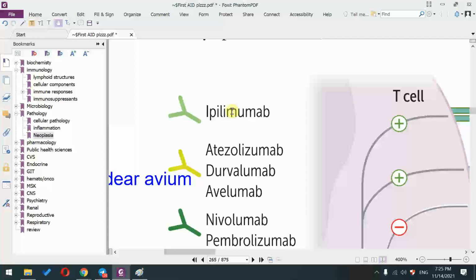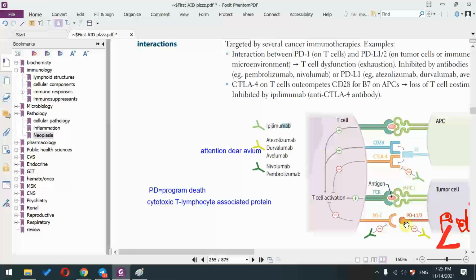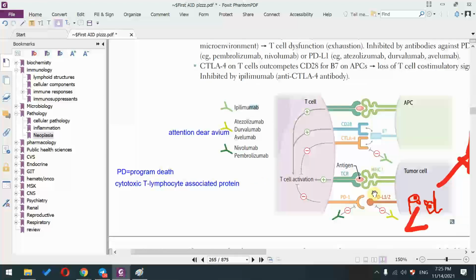Keep in mind that anything that ends with mab means it's a monoclonal antibody. Remember, these are antibodies. So ipilimumab is the first drug we are going to speak about. This drug inhibits the CTLA4. And by the way, see this PD, what does it stand for? Programmed death ligand, programmed death 1 receptor. So programmed death. Okay, so let's speak a little bit about the other receptors.